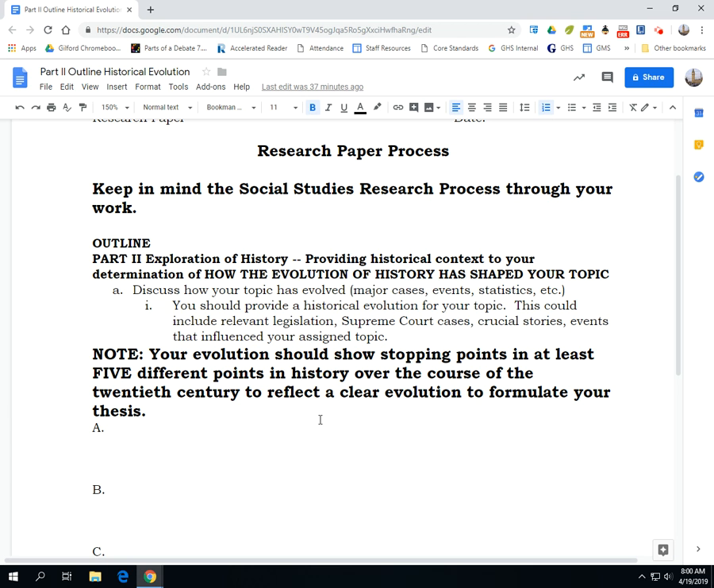And then from there, I'm going to have you formulate and put it into a paper. So meeting that deadline is crucial because the next step is you're going to be writing an annotated bibliography. And the only way you can write that is if you have finished all of these parts.